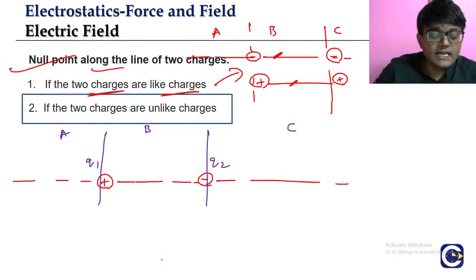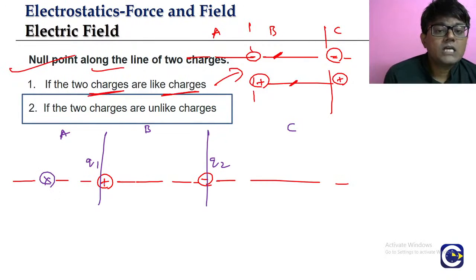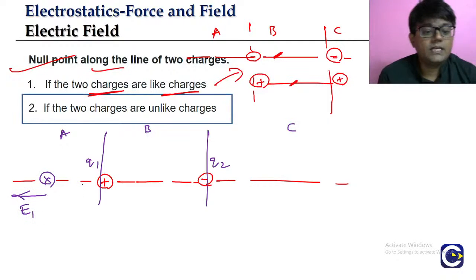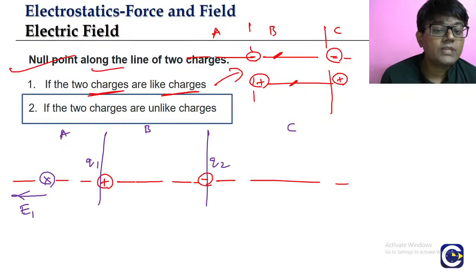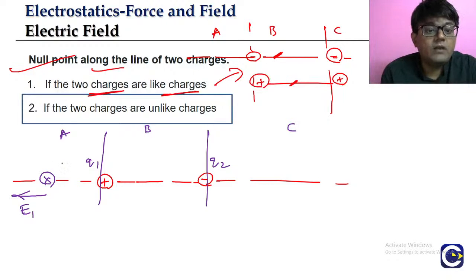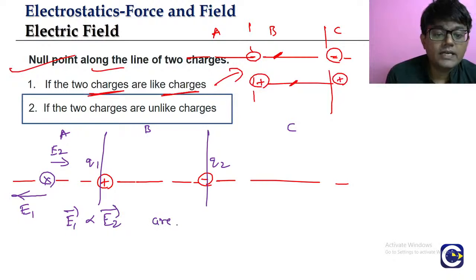Okay, so look at region A. What will happen in region A? Look at a point. The field because of q1 is positive, so how will it be? The field developed by the positive charge will be away, towards the left side. What about the field because of the negative charge? The negative charge field will always be towards the negative charge. See, the field because of q2 will be towards that. So E1 and E2 are in opposite direction.